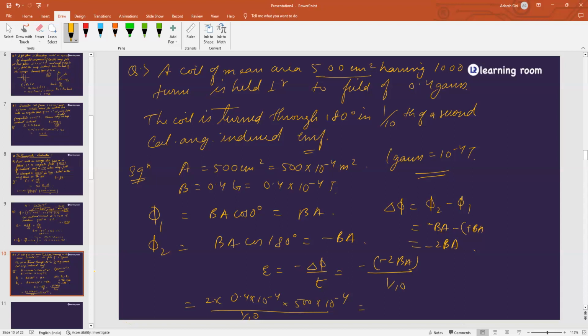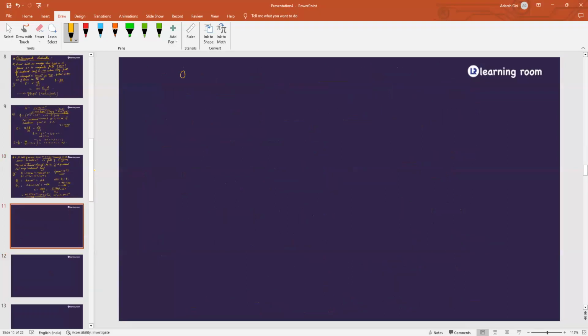Sir, 5 8s are 40. Sir, is it 0.04? Yeah, that is the correct answer, into 10 raised to the power minus 4. So it will be 0.04 volts. That is the answer. Everybody got it or not? Yes, sir. Everyone? Jeffrey, Nandana, Santosh? Yes, sir. All right. Next question.